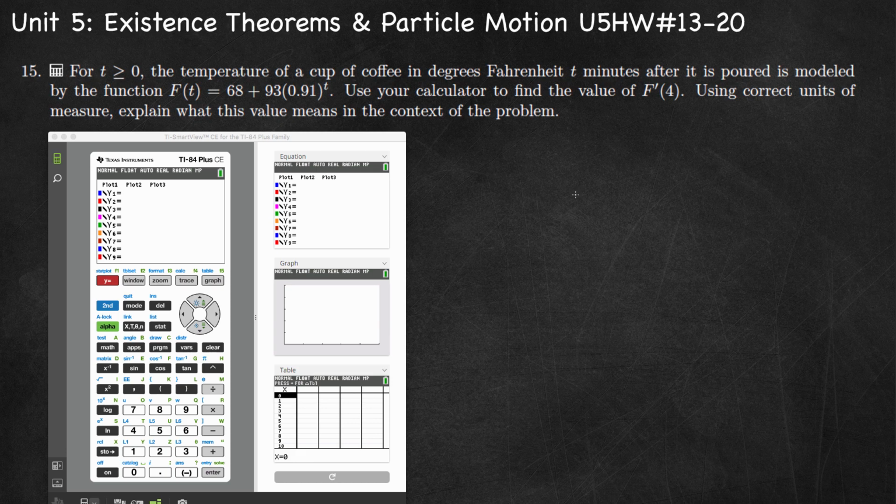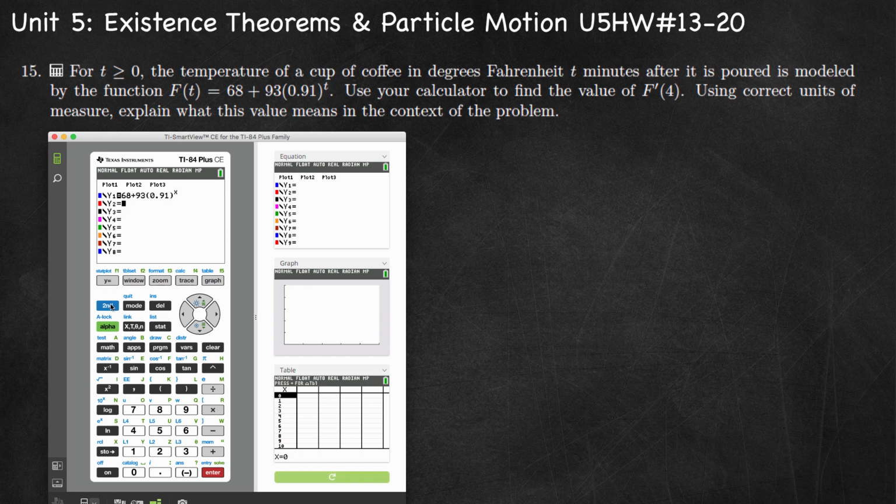We're going to find the numerical derivative using the calculator. So first we want to enter our equation. f of t equals 68 plus 93 times 0.91 raised to the power t. So we have our function f of t in y1.